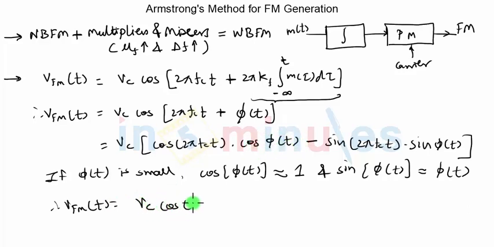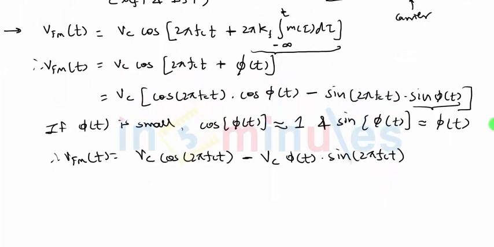So we get cos of 2 pi Fct alone minus Vc. I'll write this term first. Sine of phi of t is phi of t. And then I'll just mention sine of 2 pi Fct. So this is what we have to basically generate in the form of narrowband FM.